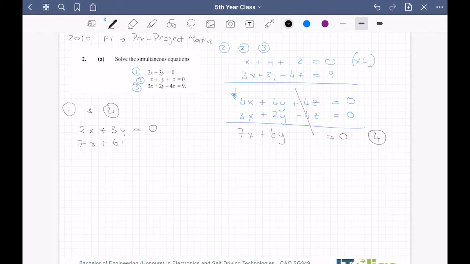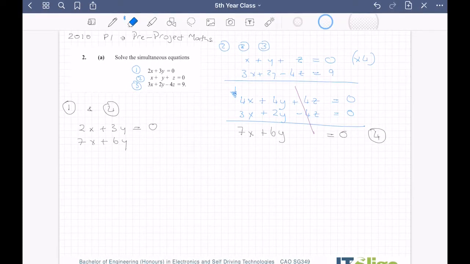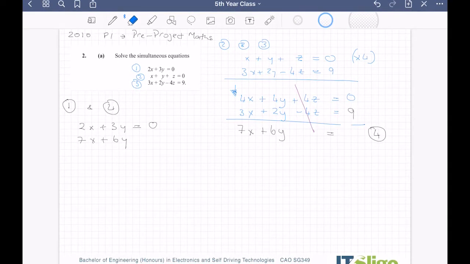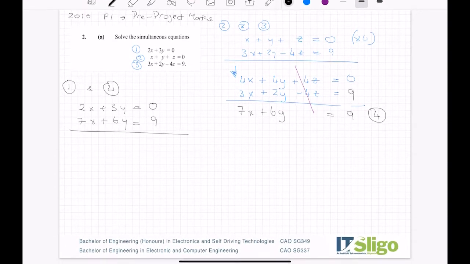7x plus 6y being equal to, I made a little mistake here, mad for my zeros, apologies, that should be a 9. This should be a 9 here, equal 9.